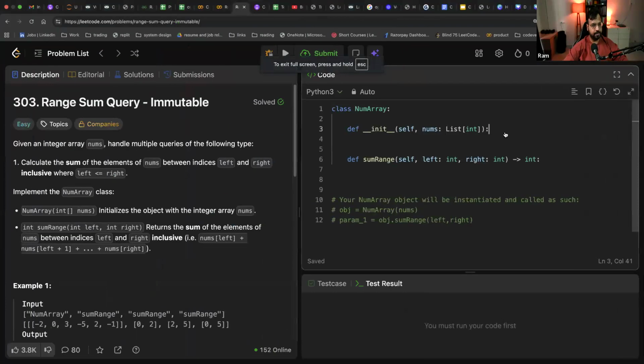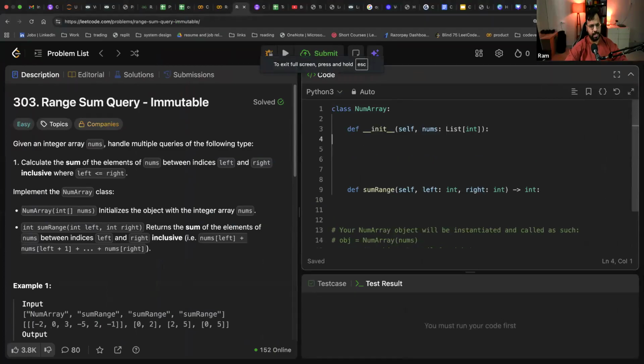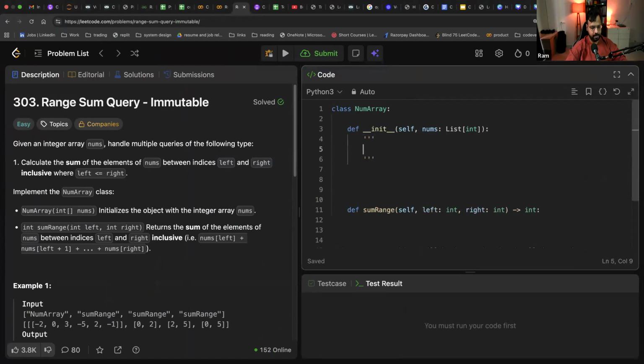Chalo. So the first thing is that we need to make this brute force. I'm not writing it, try to write it on your own. So what we will do in init is take the nums and calculate the prefix sum array. Now calculating the prefix sum array is an O of n operation. That is correct.